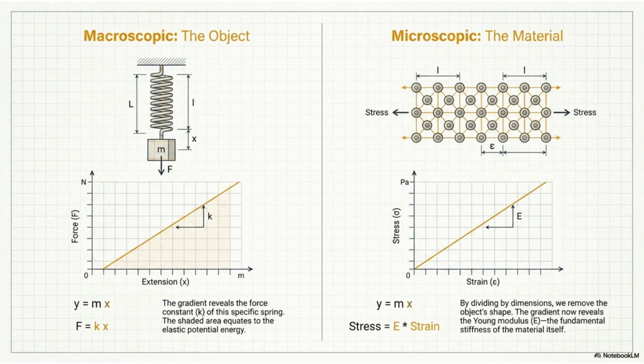When studying Hooke's law, we plot a force-extension graph. The gradient k is the force constant of the object. When plotting a stress-strain graph, the gradient E is the Young's modulus, the fundamental stiffness of the material itself.